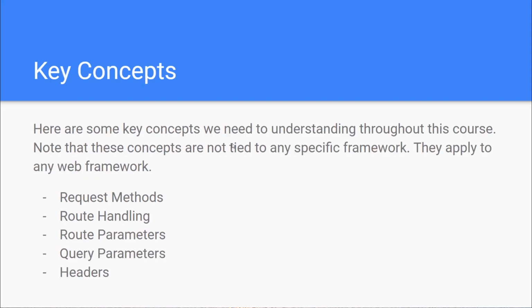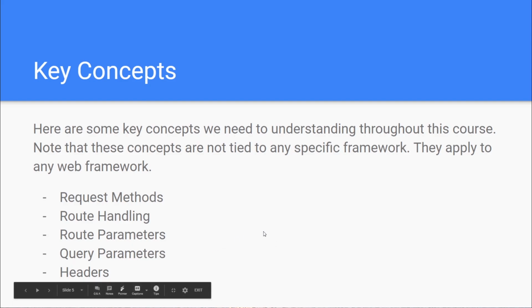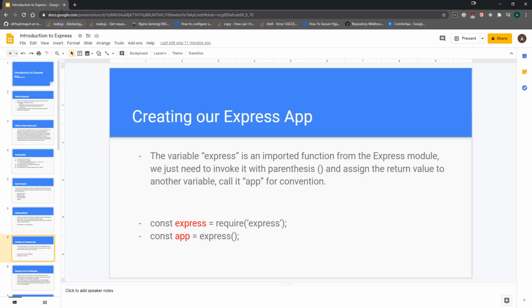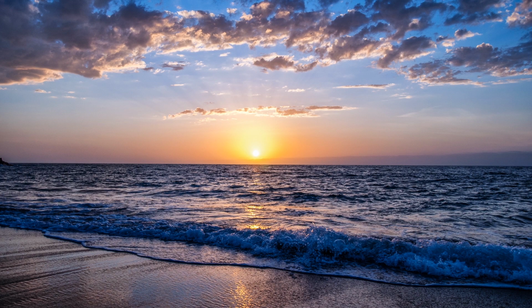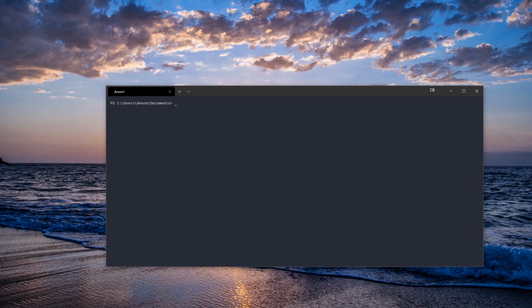So some of the key concepts that we need to understand throughout this whole course. Now remember, these are key concepts that are not tied to any specific framework. So it doesn't just apply to Express, it applies to any web framework in general or the field of web development. So request methods, route handling, route parameters, query parameters, and headers. All right, so we're gonna get started. So I'm gonna exit the slides. And what I'm gonna do is I'm gonna go ahead and open my terminal. So I should also mention that you guys should be using a terminal. Visual Studio Code has a built-in terminal that you guys could use.